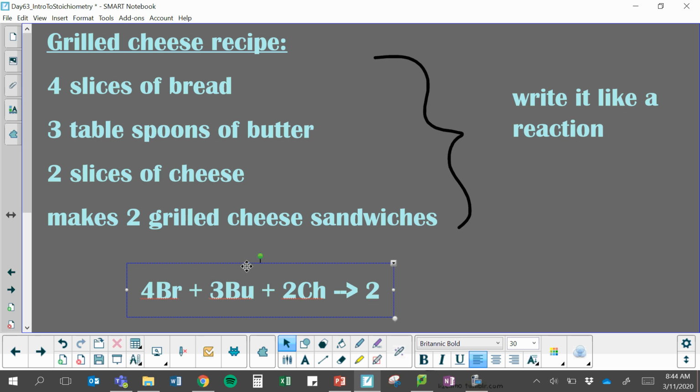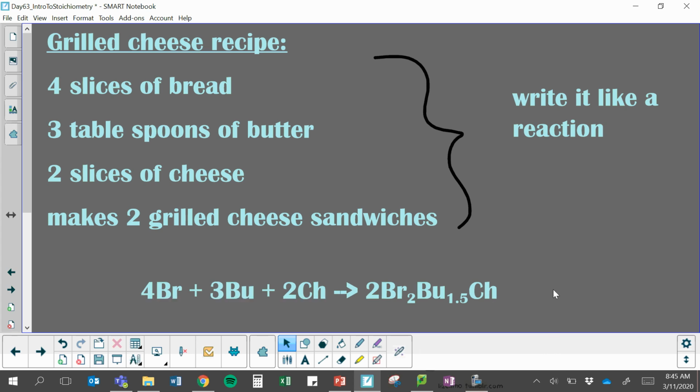So we could think about 1 sandwich as a unit, and we're making 2 of them. So 1 sandwich is going to have bread, but it's going to have 2 pieces of bread. For butter, we said we have 3 tablespoons for 2 sandwiches, so we're only going to use 1.5 tablespoons. And then we have cheese, but we're only using 1 slice of cheese per sandwich. So this is the formula we could use for a grilled cheese sandwich, and we're making 2 of them.